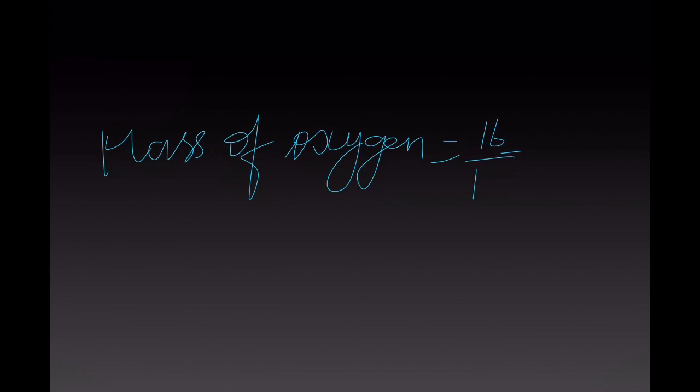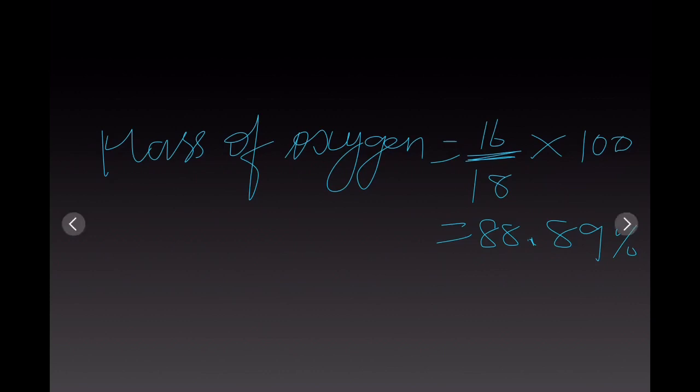Next, mass of oxygen present in water. Oxygen atomic mass is 16 and molecular mass is 18, multiplied by 100 gives us 88.89 percentage. So 1 molecule of water contains 88.89 percentage of oxygen and 11.11 percentage of hydrogen.